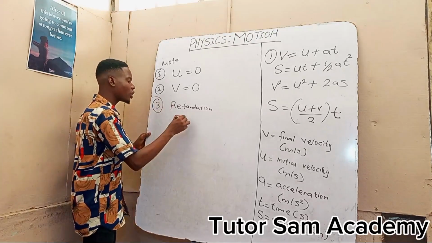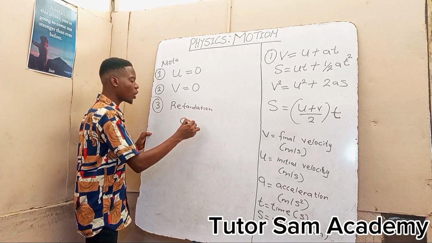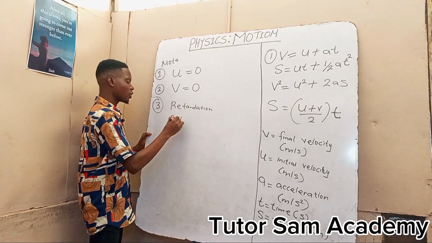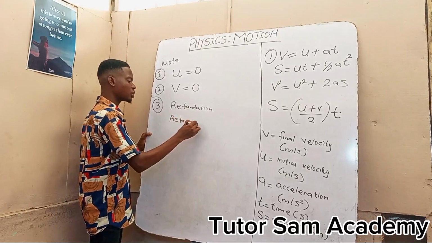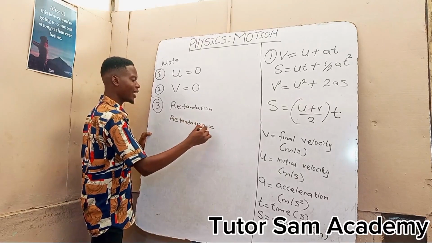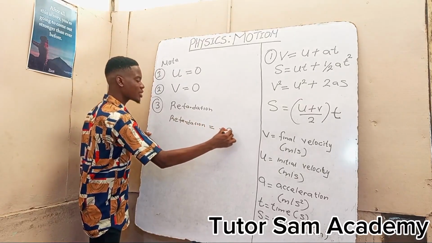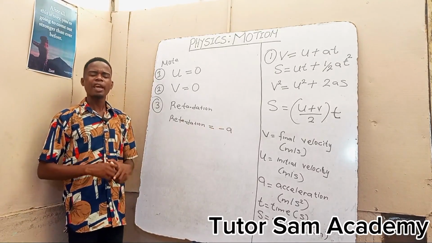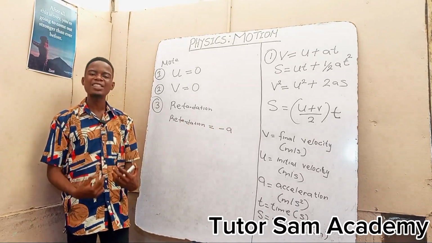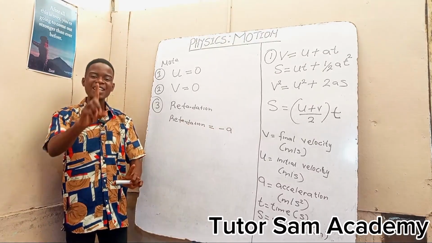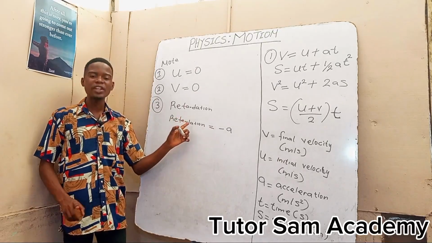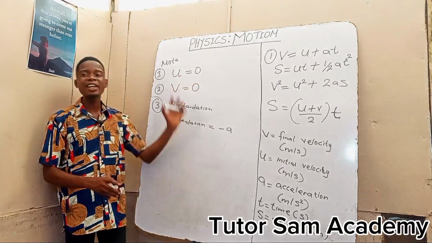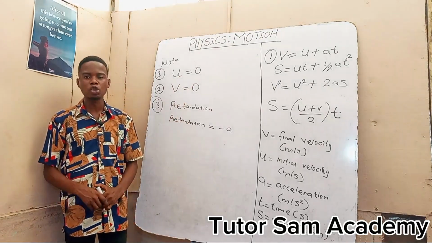So in retardation, A is equal to minus A. It will no longer be A, it will be minus A. So whenever you hear that a body is moving and it comes to rest with an acceleration, that acceleration is referred to as retardation. So these are the very important things we should take note of in motion.